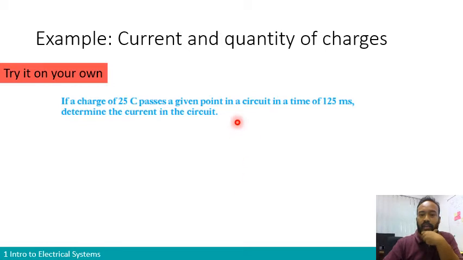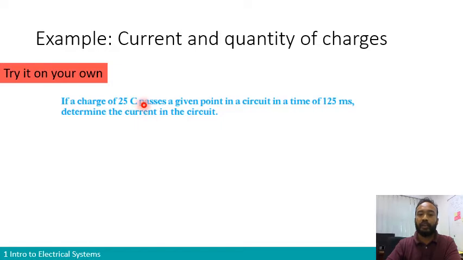So you have, for example, this kind of exercise that you may try in your slides. So I really encourage you to try it out. For example, here, if a charge of 25 coulomb passes a given point in a circuit in a time of 125 milliseconds, determine the current in the circuit.